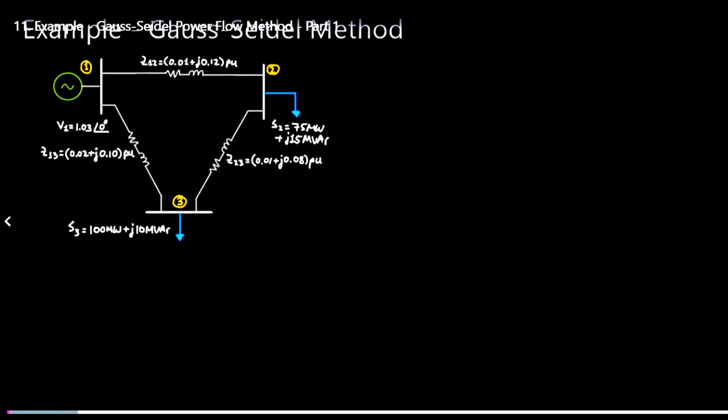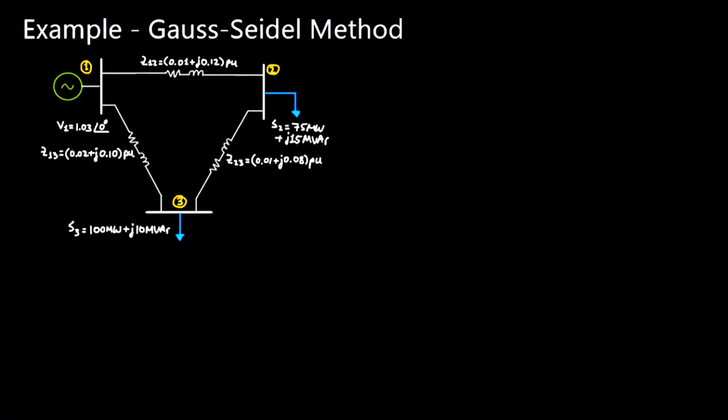Alright, so let's take a look at an example of how to use the Gauss-Seidel method to develop a power flow solution for a power system. Now that we've defined the Gauss-Seidel method and we've taken a look at the equations for calculating the voltage at every bus and the real and reactive powers through an iteration method.